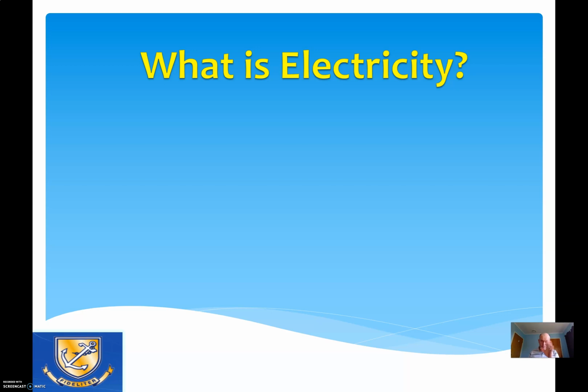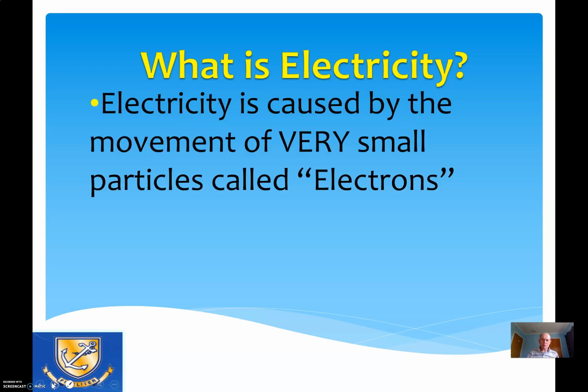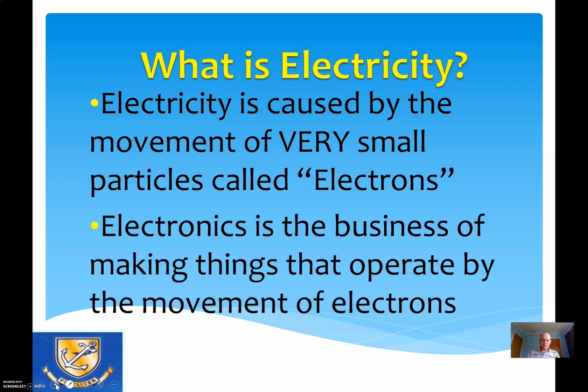Electricity, this is how I'd like you to imagine you're in year 8ish, and I teach this little thing here to the kids of that level. What is electricity? Electricity is something that's caused by the movement of very small particles called electrons and makes things go. It's the business of making things operate. That's electronics, making things that operate by the movement of electrons.